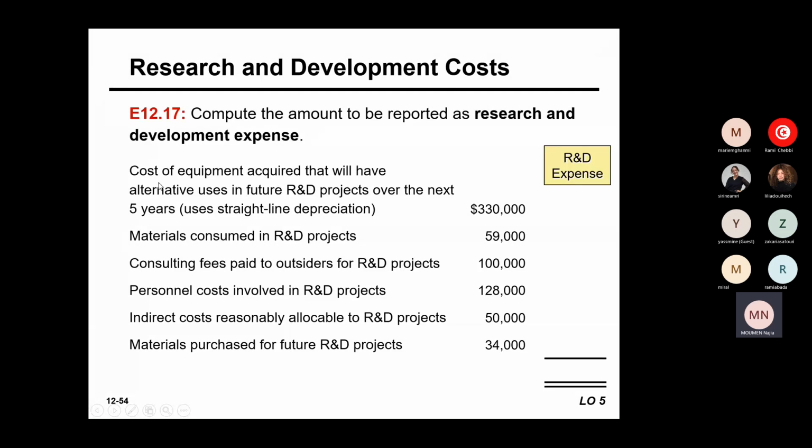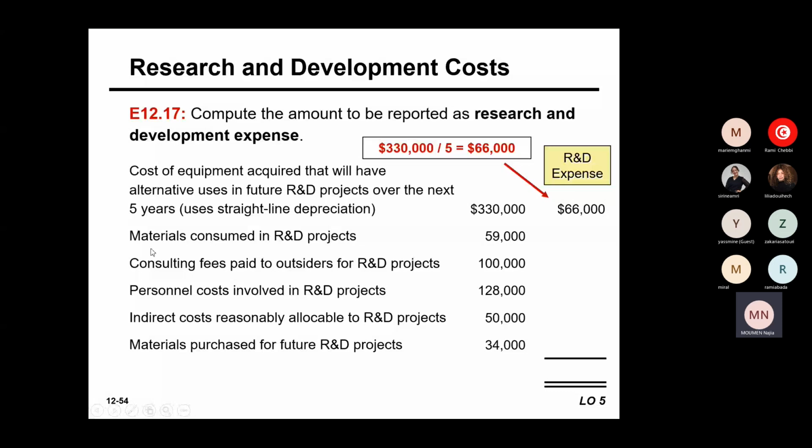First of all, here we have cost of equipment acquired that will have alternative use in future R&D projects over the next 5 years. So here the 330 should be capitalized because we have this alternative use in future projects, but at the same time it should be depreciated. The R&D expense will be the depreciation expense, measured on a straight line basis for 5 years. So we should divide the 330 over 5. That's the amount of R&D expense that will be reported. So this $66,000 will be part of our R&D expense to be reported within the current year period.